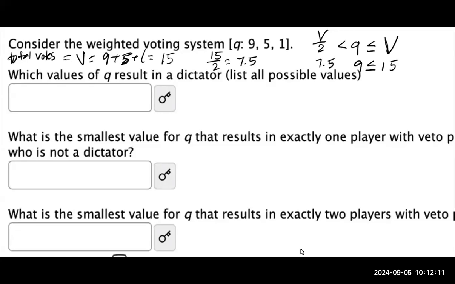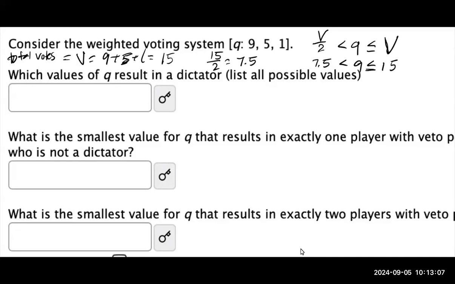Of course, the quota can't even be like 0.5. It has to be strictly greater than 7.5, so it couldn't be 7. Hold on, I'm going to leave that as 7.5. Now I'm going to list the range of numbers that Q could take on. What are the numbers between 7.5 and 15? It only makes sense because nobody in this weighted voting system has like 1.5 votes. Everybody has a whole number amount of votes.